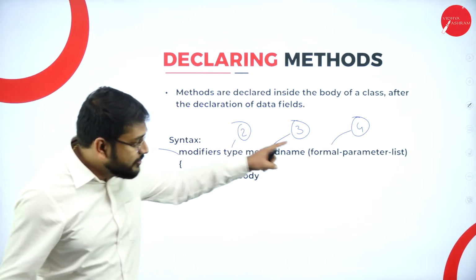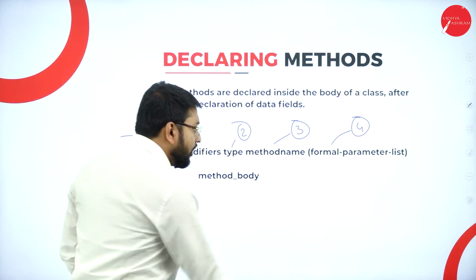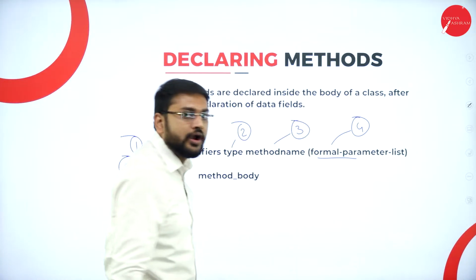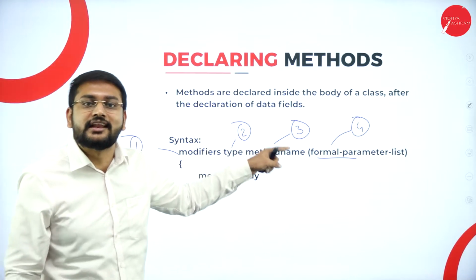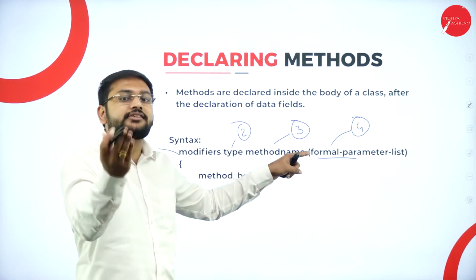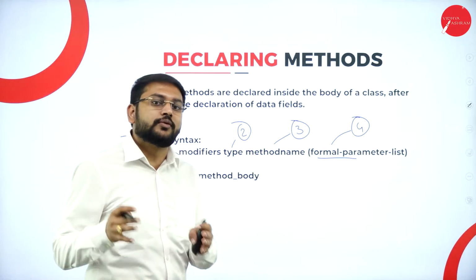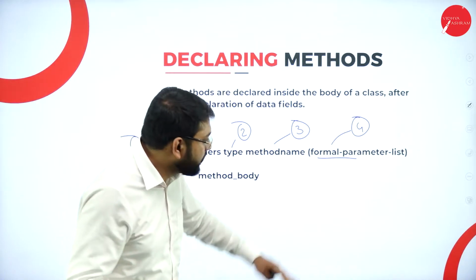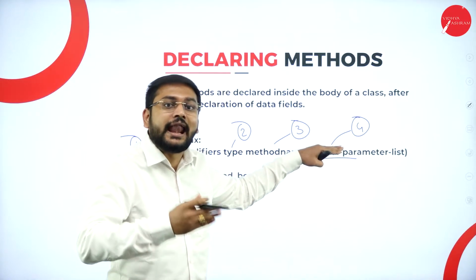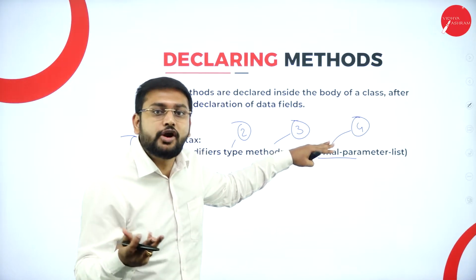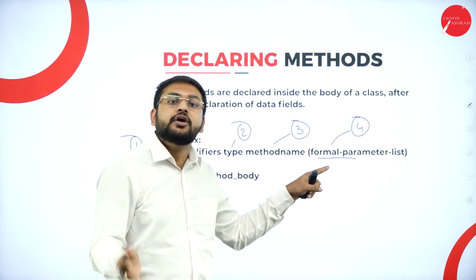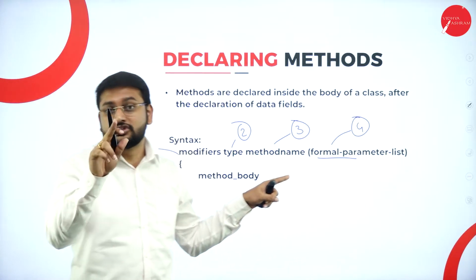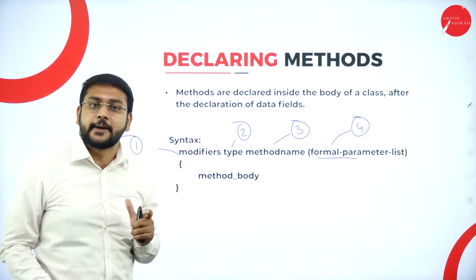Sir, it's very important that you remember this name. That's what I will call a formal parameter list. You'll also come across another type of parameter list, that is what I will call the actual parameter list. So you should know the difference between the formal parameter list and actual parameter list. Where do I use the formal parameter, and where do I use the actual parameter? You should have a clear idea.